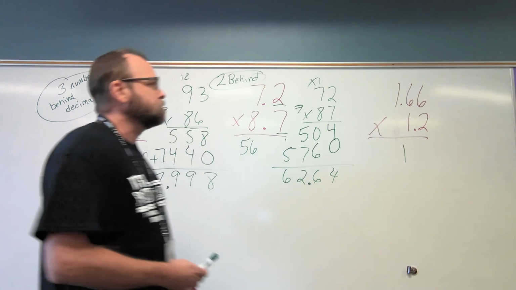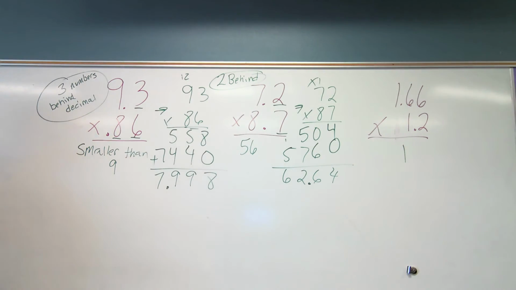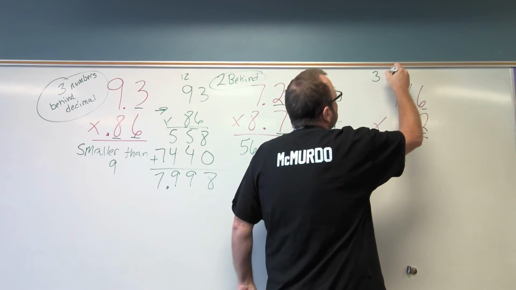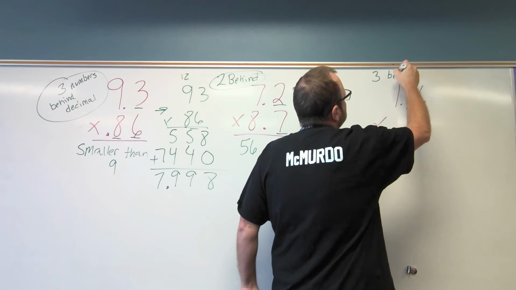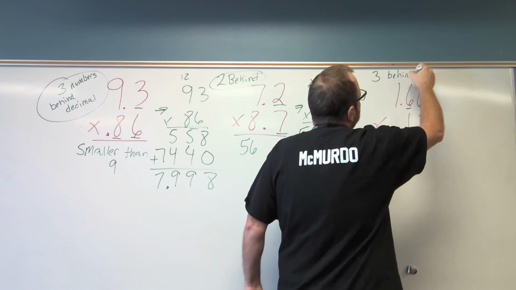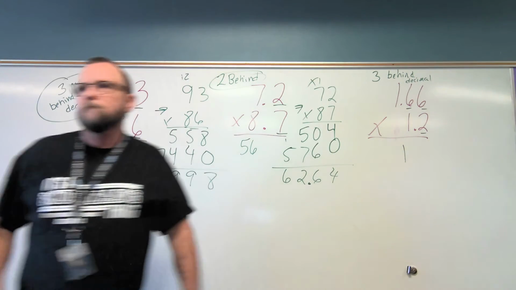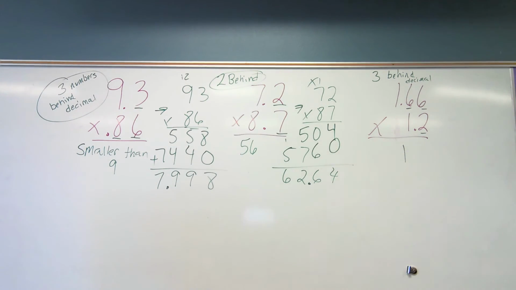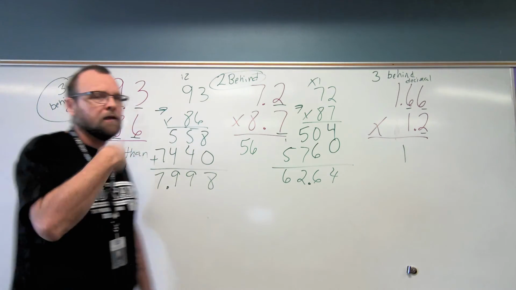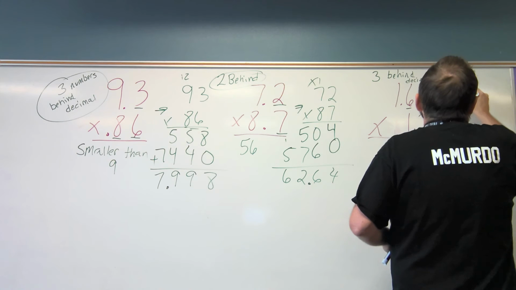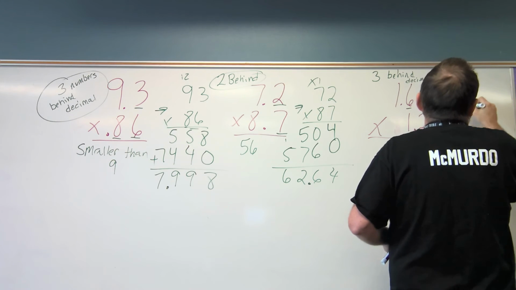And Micah, how many numbers are going to be behind the decimal point in my answer? 3. There are 2 behind it here, 1 behind it there. So 3 behind the decimal point. Notice how I'm talking through these. You ought to be thinking through these as you do them. So then I rewrite it. I have 166 times 12.